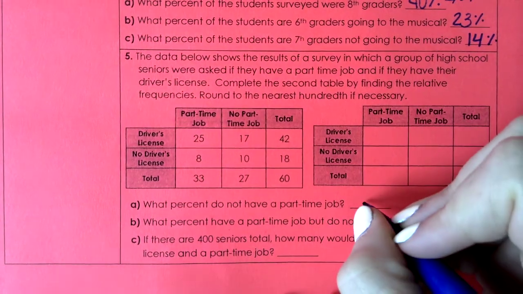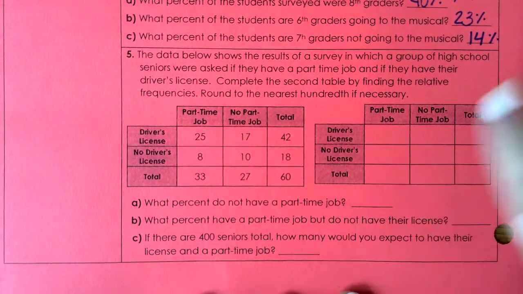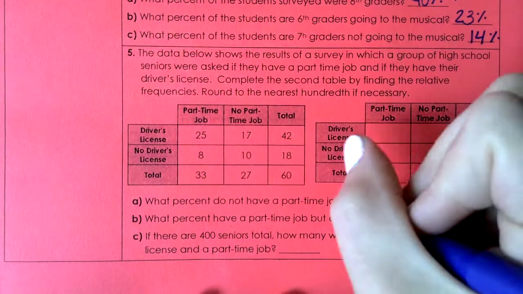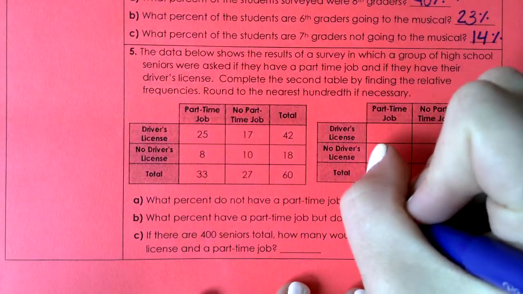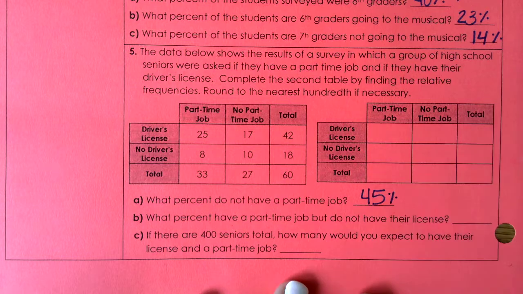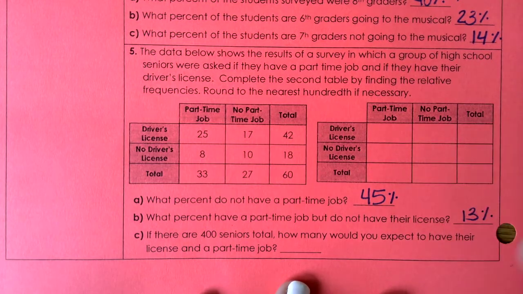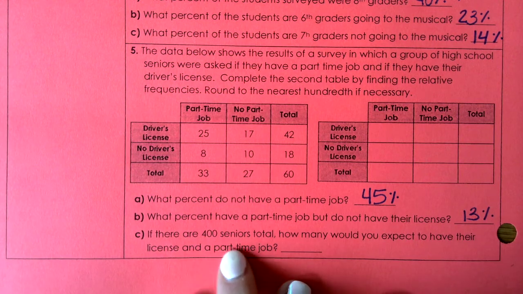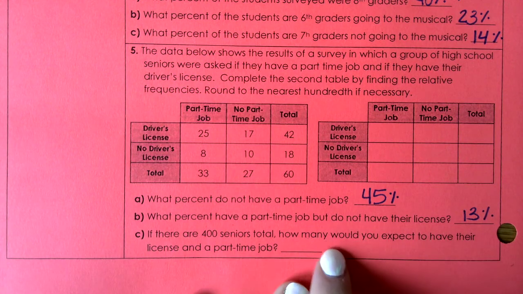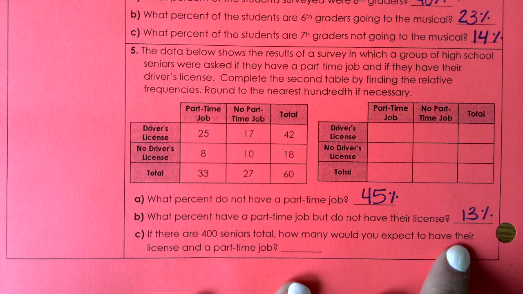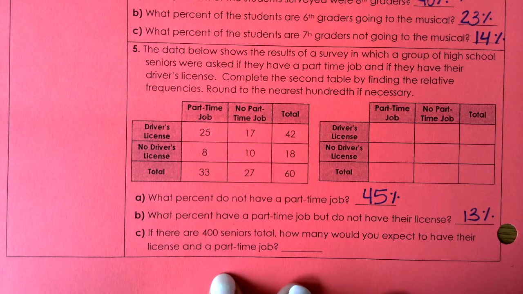Actually, no, here's what I'll do. I'll give you the answers to A, B, and C, and see if you filled out this table correctly. So A should be 45%. B should be 13%. And then here it says, if there are 400 seniors total, how many would you expect to have their license and a part-time job?